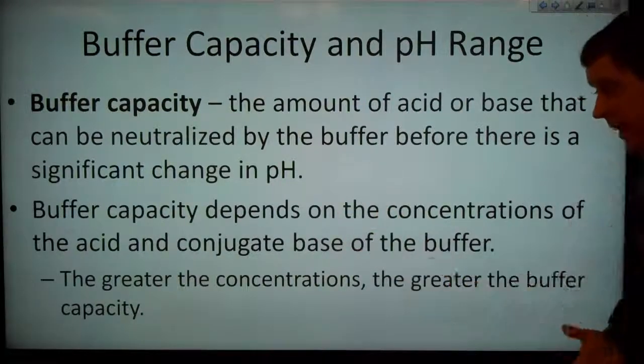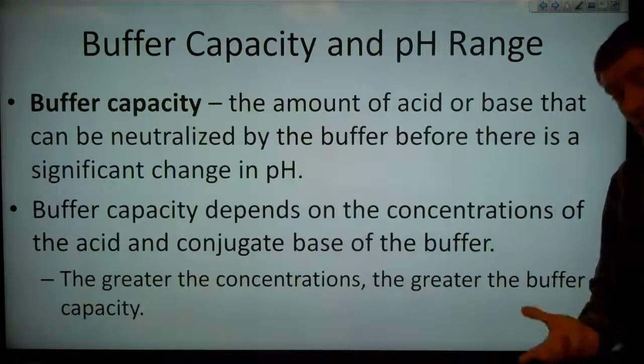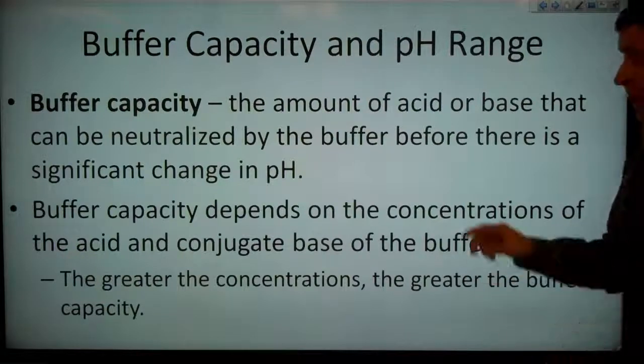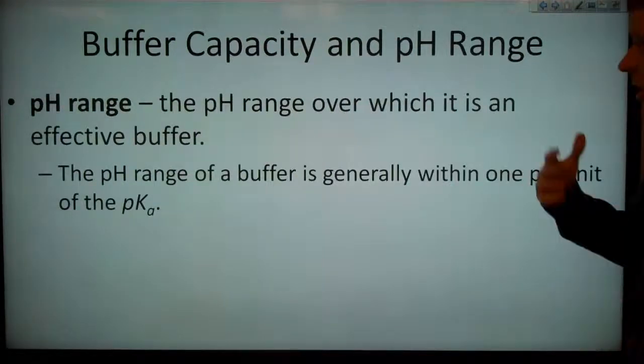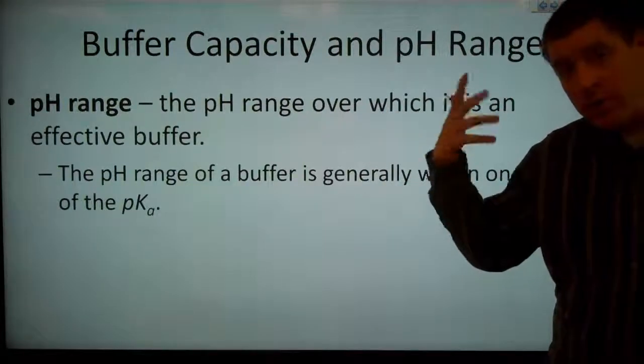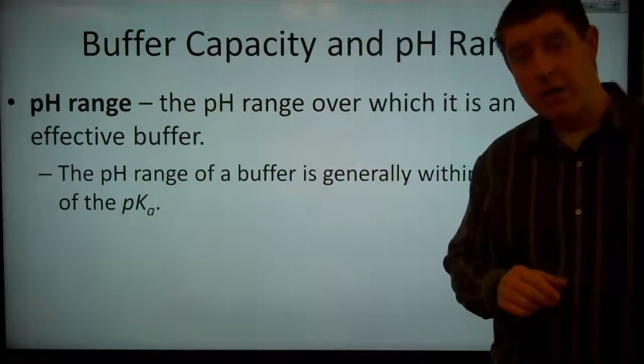And so this buffer capacity depends on the concentrations of the acid and its conjugate base that are involved with the buffer. And the greater the concentrations are, the greater the buffering capacity. Generally, when we say before there's a significant change in the pH, we generally mean a pH change of 1.